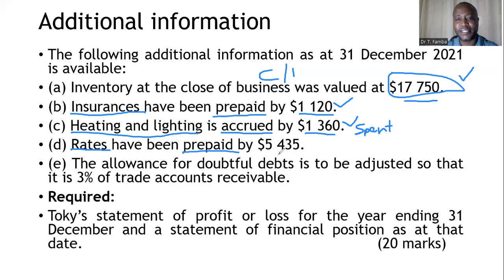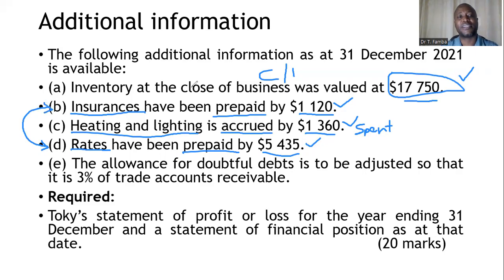So again, this amount here needs to be matched to its period. If it has been prepaid, it means that this amount here is an asset. It is not an expense for the period. So if we have rates, here we have got two prepayments, this figure and this figure. So these two are prepayments.